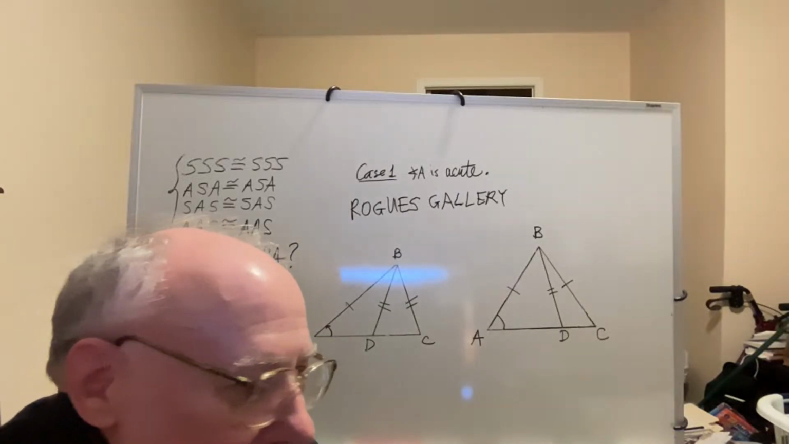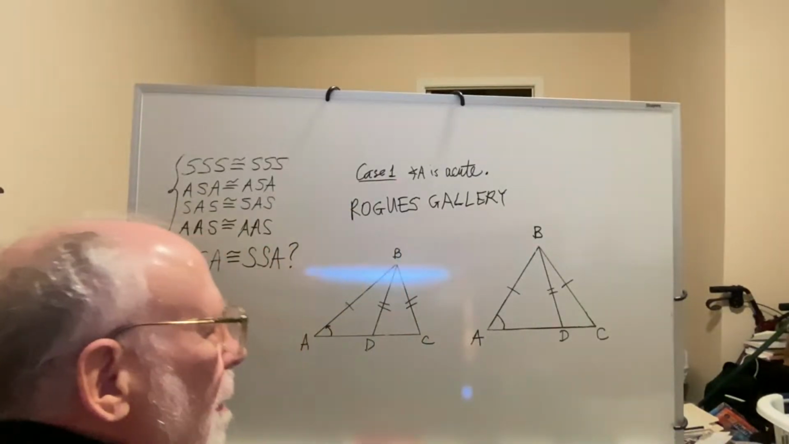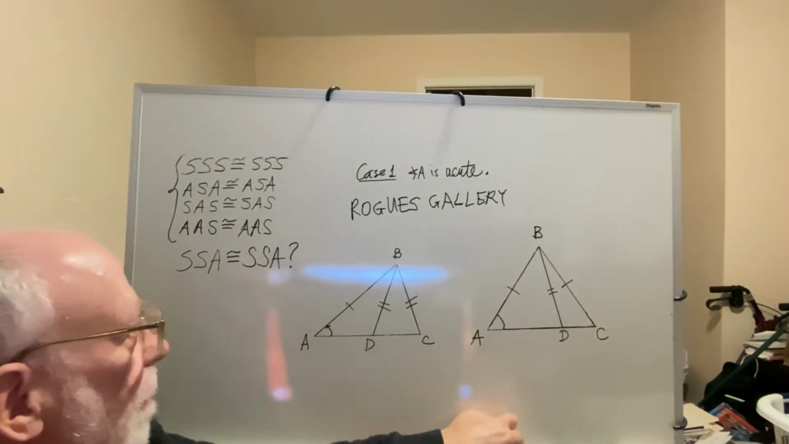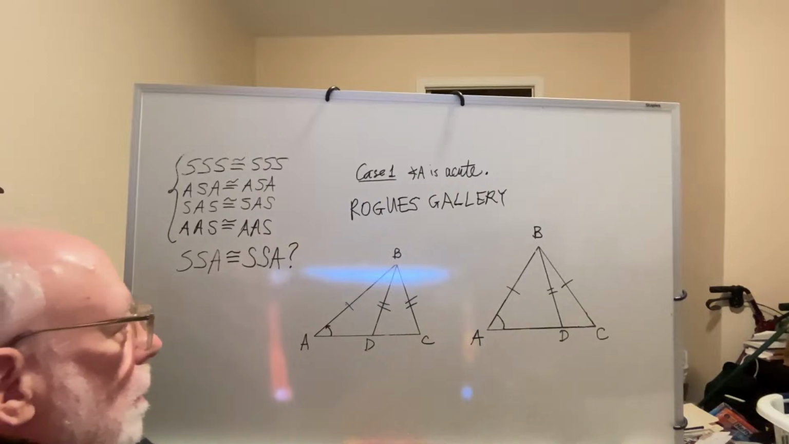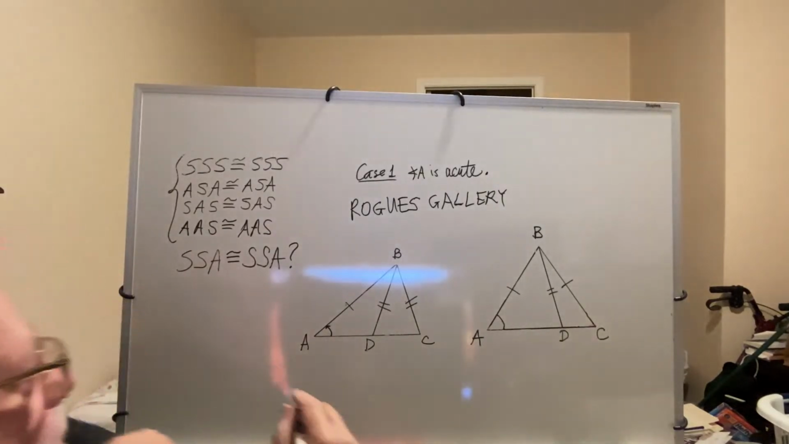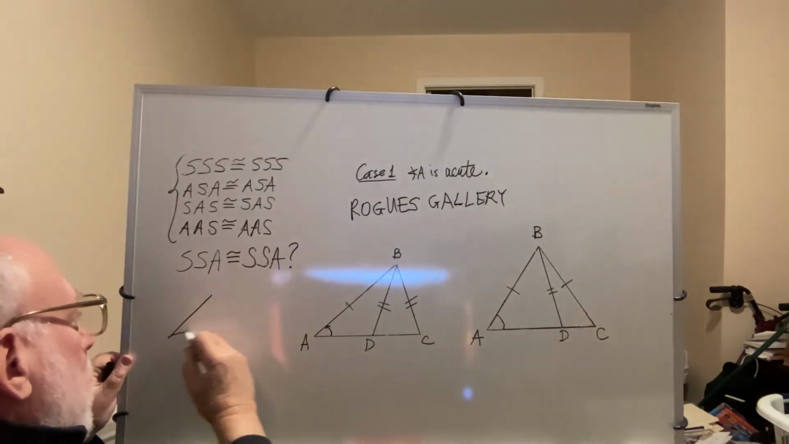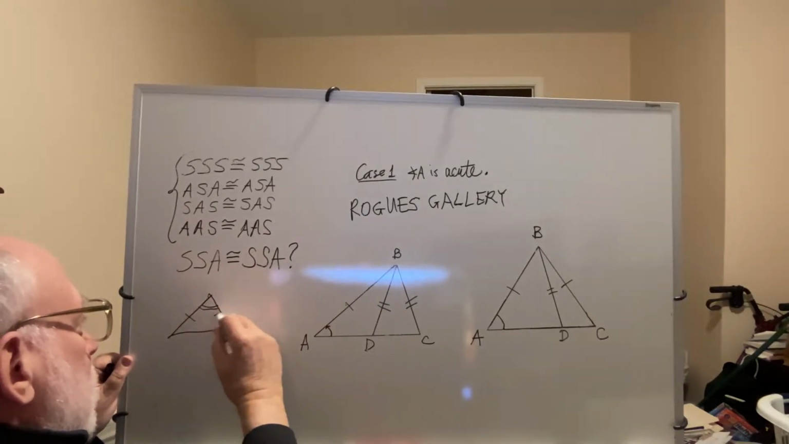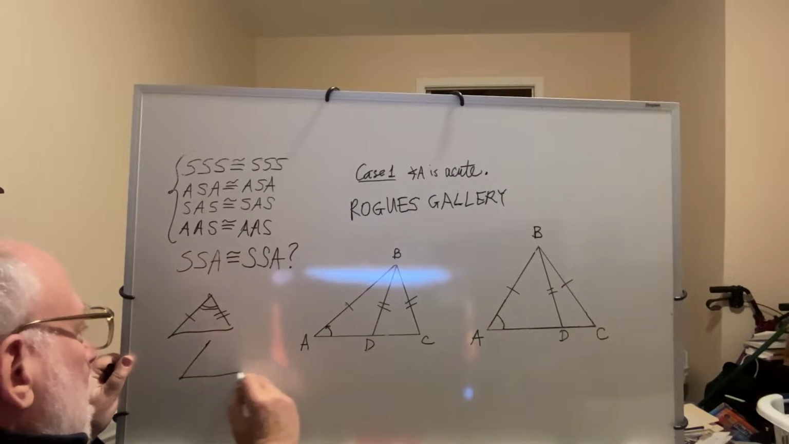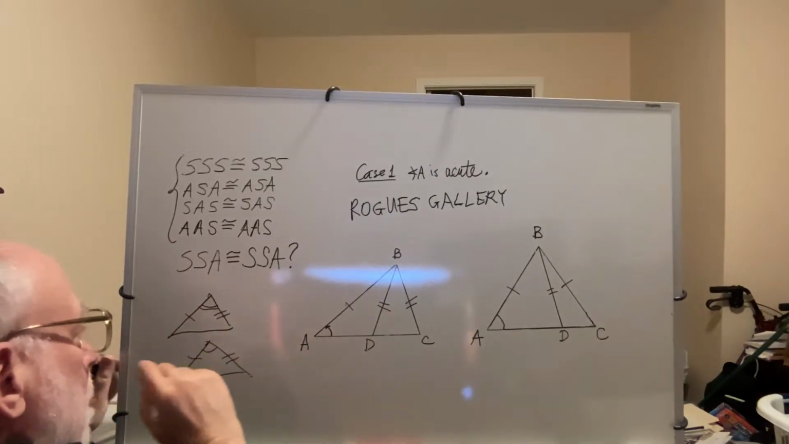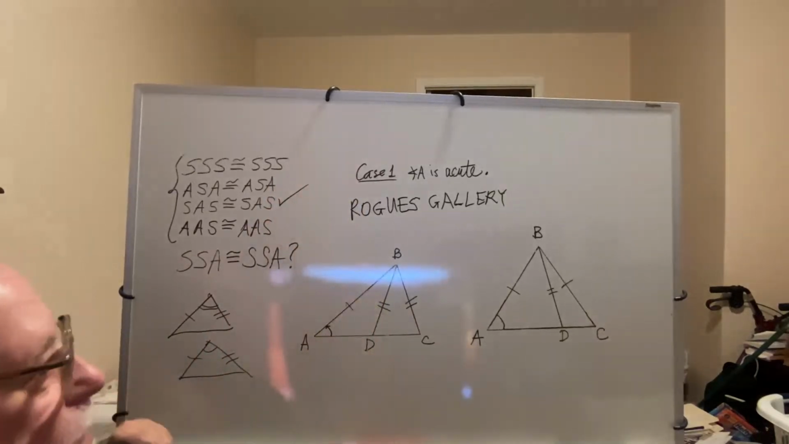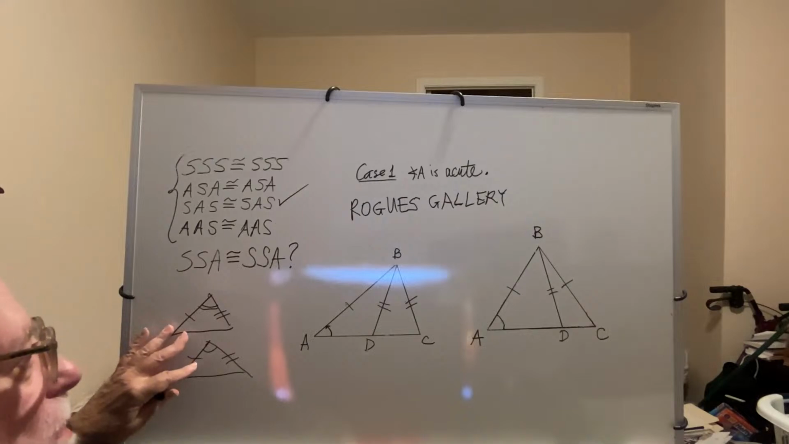Whether side-side-angle is ever valid for triangles. Here we have, if we have a side-angle-side between two triangles like this, we know that that's a way to prove that two triangles are congruent.